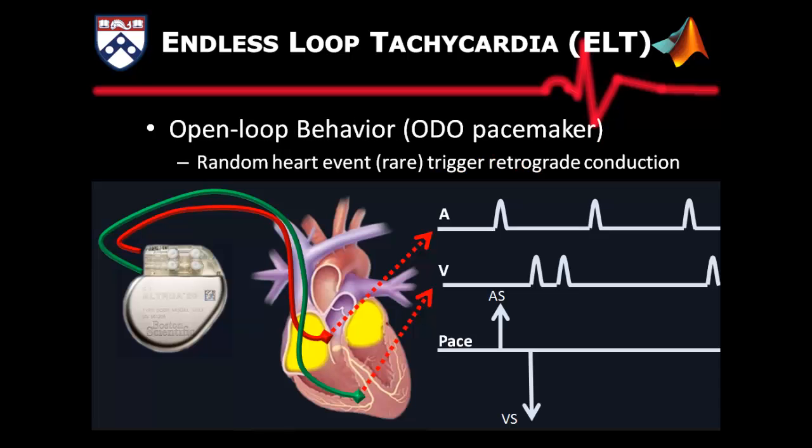In any heart, even a healthy one, random heart events can happen in the ventricles. As we can see from the figure, the signal called PVC triggers a backward conduction from the ventricle to the atrium, triggering an atrial contraction. Without a pacemaker, the signal has no bad consequences.